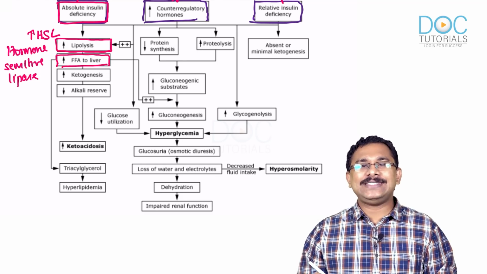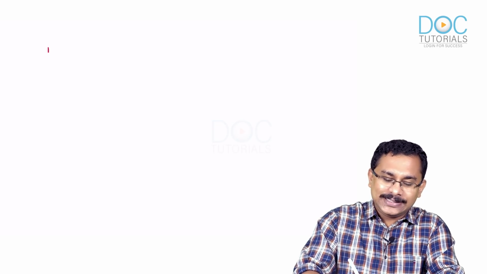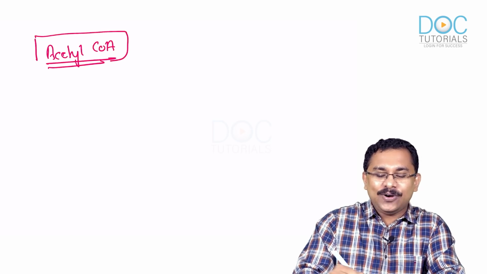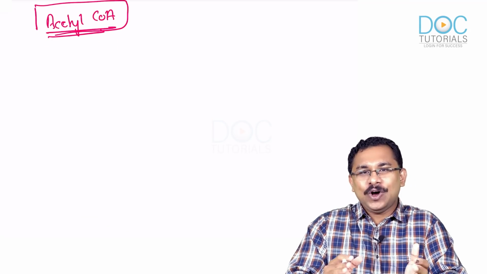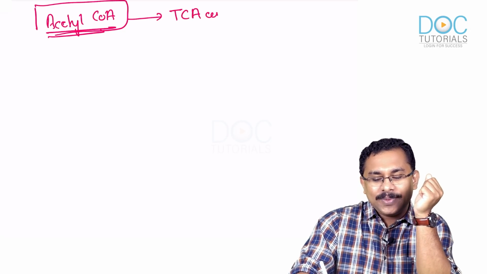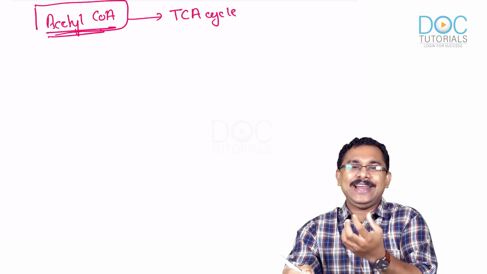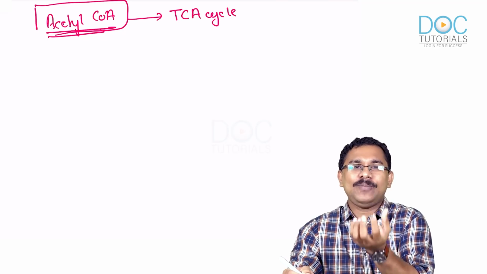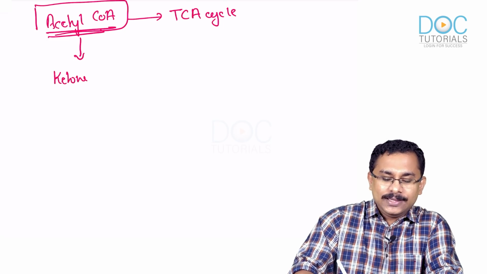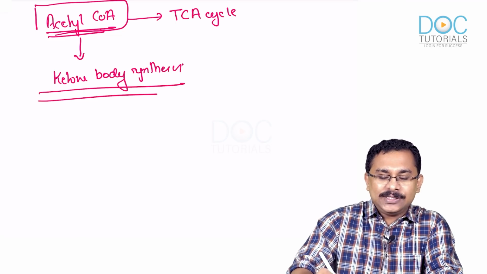From free fatty acids, you will have a lot of production of acetyl coenzyme A. When lots of acetyl coenzyme A is produced, in a normal scenario it will be diverted more to the TCA cycle. But the amount of fatty acids giving rise to acetyl coenzyme A is so large that it will be channeled to ketone body synthesis, thus resulting in the formation of ketone bodies.